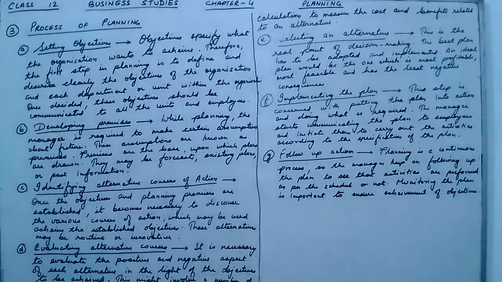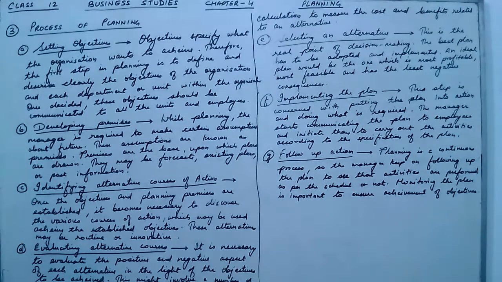The first step is setting objectives. Every organization operates to achieve certain objectives. Objectives specify what the organization wants to achieve. Therefore, the first step in planning is to define and describe clearly the objectives of the organization and each department or unit within the organization.